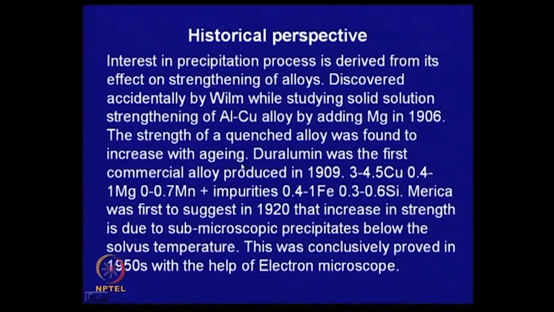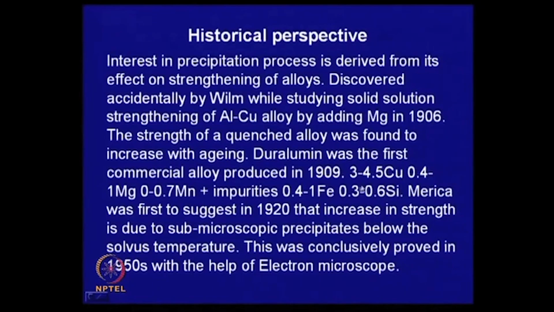This is how the commercial precipitation hardening alloy was discovered, and duralumin was the first commercial alloy, produced in 1909. And this is the composition. It had 3 to 4%, or around 4%, copper, some amount of magnesium, a little bit of manganese, and some impurities, some amount of iron and silicon, all in small amounts. And people wondered why the strength increases.